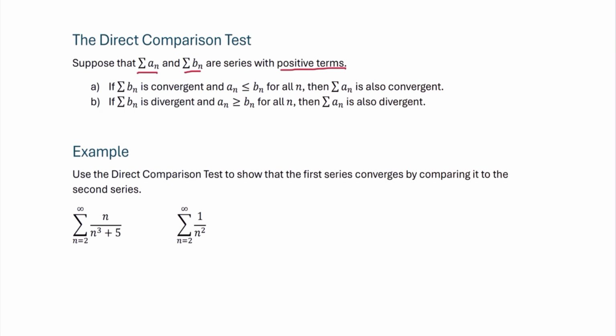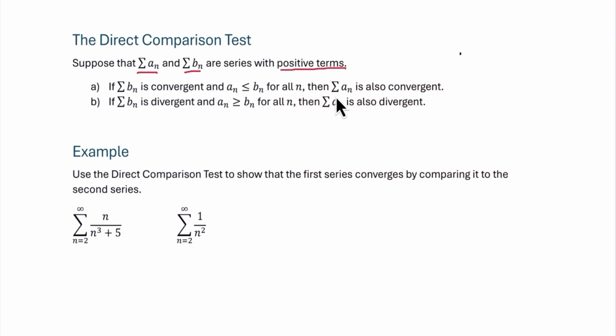So b sub n is going to be a series that we know either converges or diverges. So it should be familiar. It's going to be either a p-series or a geometric series or maybe the harmonic series. Whatever the case, we know something about it. If b sub n is convergent and a sub n is less than b sub n for all n, then we can say that the series a sub n is also convergent.